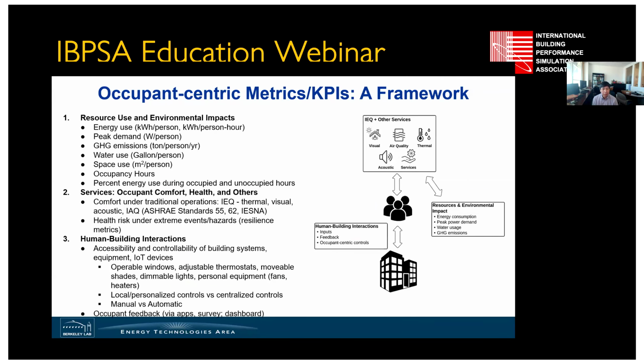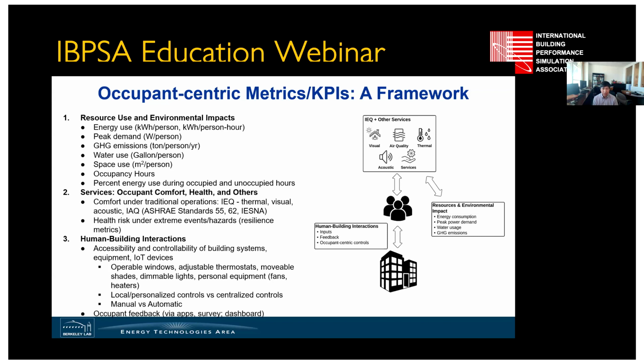So we designed this framework to represent occupant-centric metrics. At a higher level, this is the resource consumption and environmental impact. From a building's perspective, what is the total energy used for the whole year? But if we represent it on an occupant basis, then we are asking for kilowatt hours per person per year, or kilowatt hours per person occupied hours. Those are different denominators that try to represent the services directly related to the occupants.